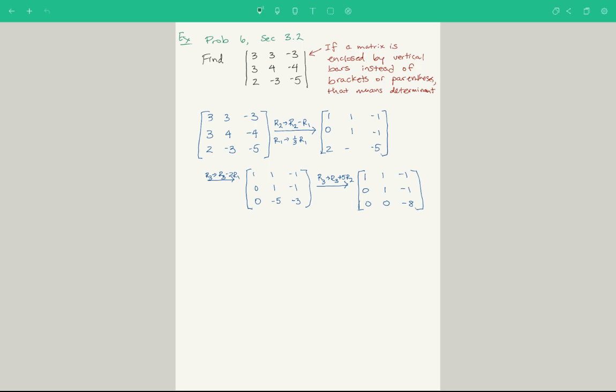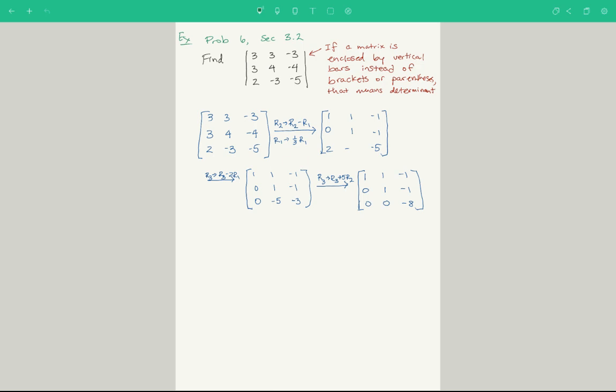So this example is problem 6 from section 3.2, and it's asking you to find the determinant. One thing that I didn't mention in the last video, a notational thing, is if you have a matrix where instead of brackets or parentheses, you have vertical bars on either side, that's asking for the determinant. So when we say find what looks like a matrix but it has vertical bars there, we really mean find the determinant of that matrix.